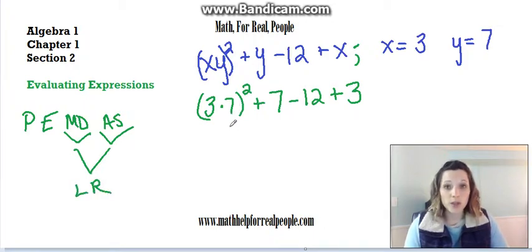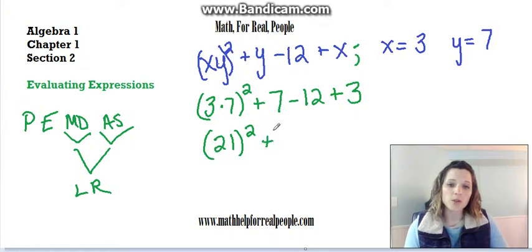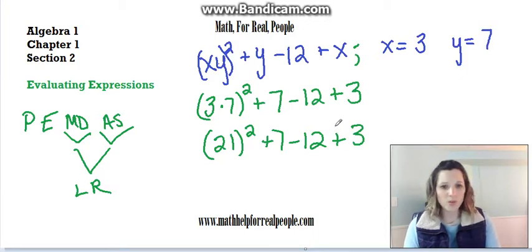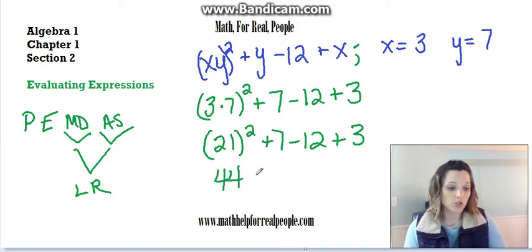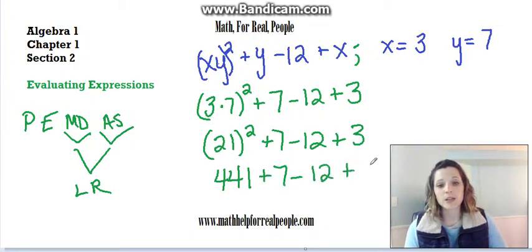And so we do parentheses first, so 3 times 7 is 21. That's going to be a big one. And then we're going to keep rewriting everything else. And then we do exponents. So what in the world? What is 21 squared? Remember, 21 squared means 21 times 21. So we get out our wonderful calculator and we do 21 times 21, not 21 times 2, as some people like to try to do. So that's 441, plus 7 minus 12 plus 3.